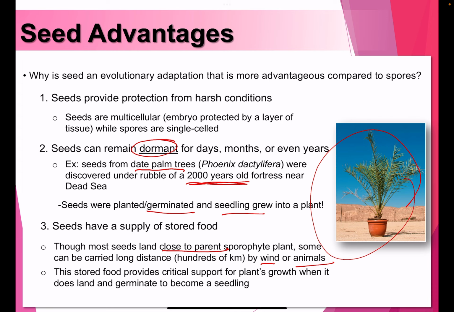Those are the methods where seeds can be carried very long distances. We're talking about hundreds of kilometers. Now, why can't spores do that back then with non-vascular plants? It's because spores can't last that long. It is seeds that have the ability, and all of this stored food supply within the seed itself, that allows them to travel long distances for a much longer time. This stored food is what provides that critical support for the plant's growth when it does land on a suitable, favorable area and germinates into a seedling. And hopefully that seedling will then become a mature plant.